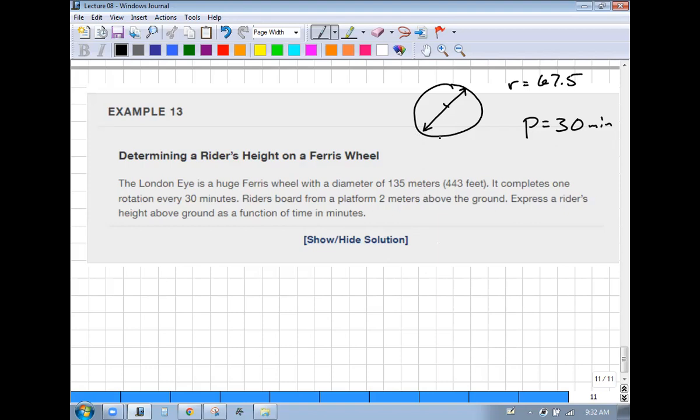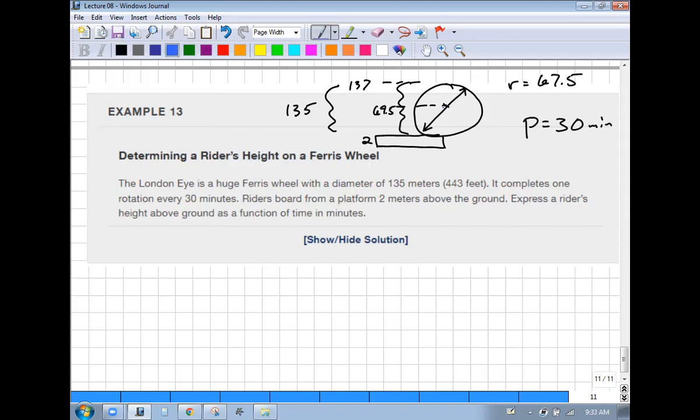So basically, this is 2 meters tall, and this is 135 total. So right here in the middle, this is 2 plus the radius. This would be 69.5. But this would be 135 plus 2, which is 137. But again, the diameter is 135. So this Ferris wheel is 2 meters off the ground, and it's rotating, okay?